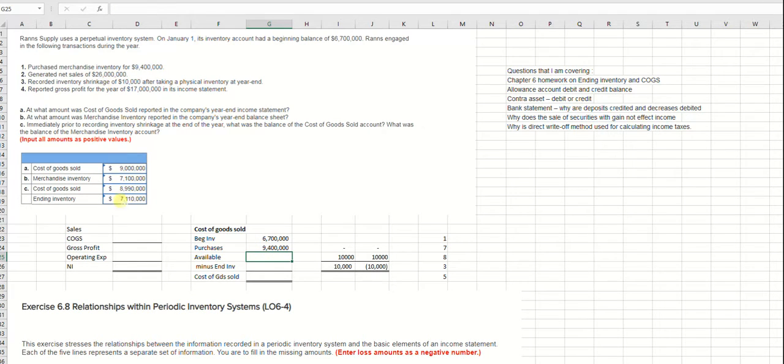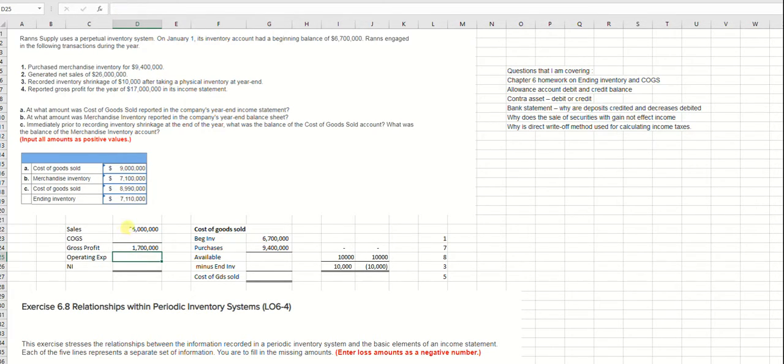I had sales of 26 million. I'll type these back in next time. I recorded inventory shrinkage of 10,000 after taking physical inventory count. You may say, well, where does that go? And so I'm just going to leave it out for a second. And I reported gross profit for the year, right here, of 17 million.